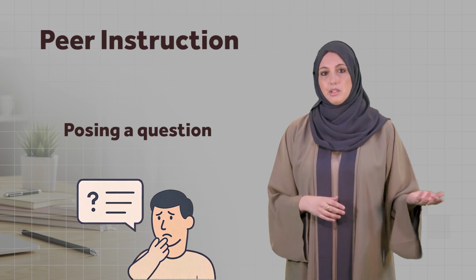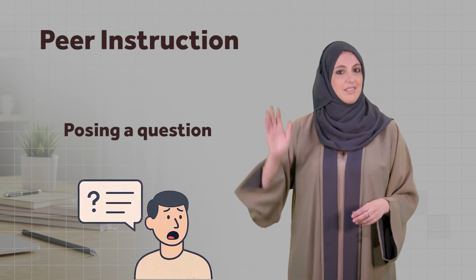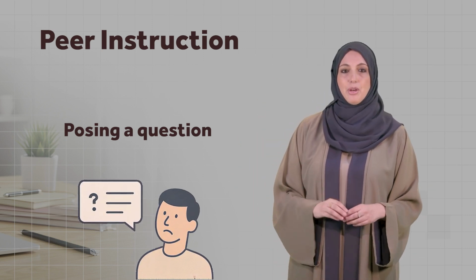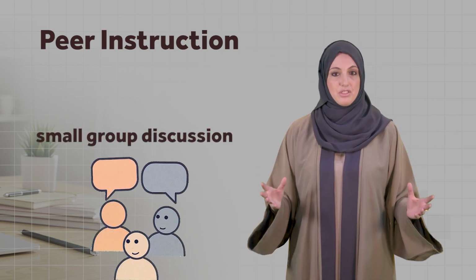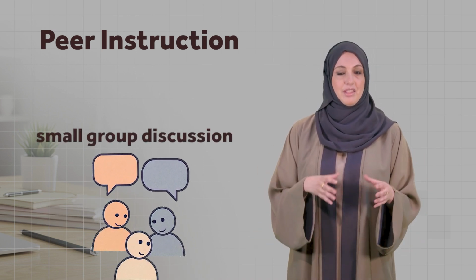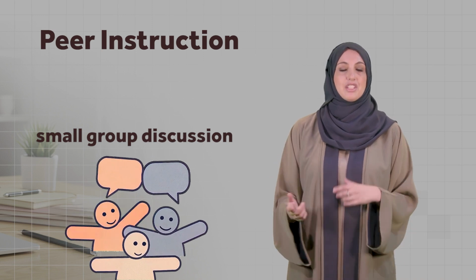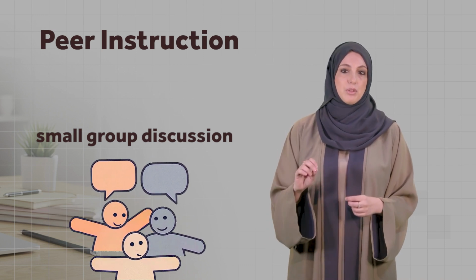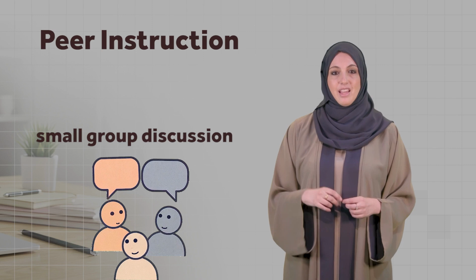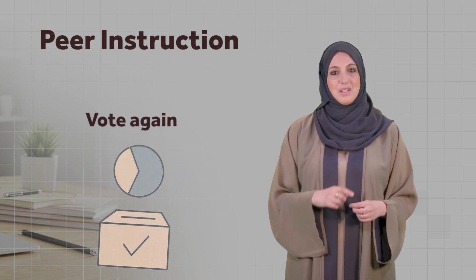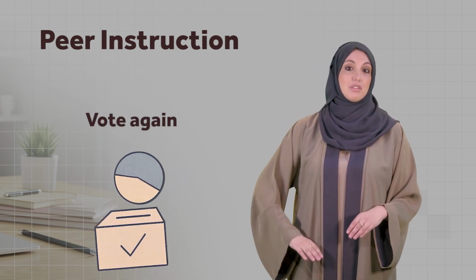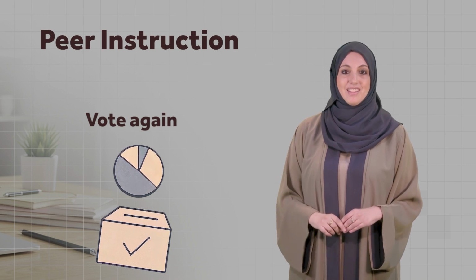usually using a clicker, an app, or a quick show of hands. Then comes the interesting part. Students discuss their answers in a small group. They explain their reasoning for why they chose the answer that they did. They challenge each other's ideas and try to reach an agreement. After the discussion, students vote again, and often the percentage of correct answers increases dramatically.